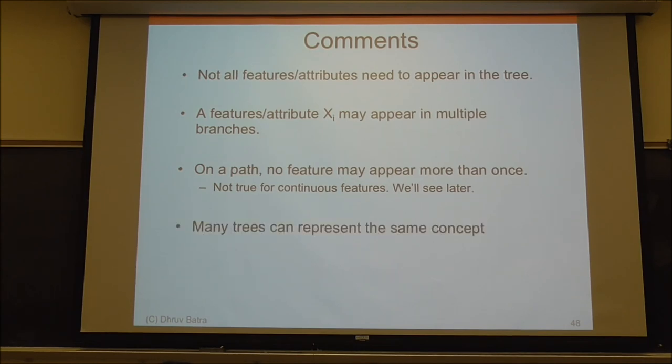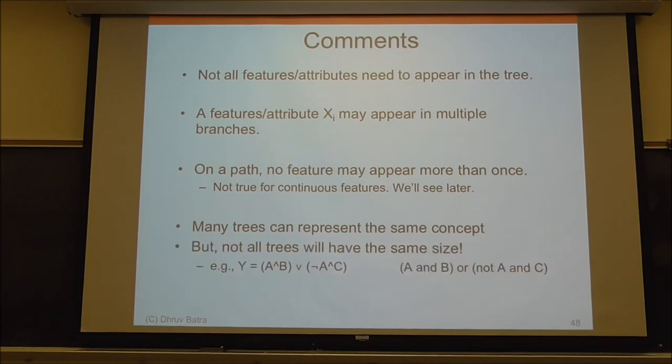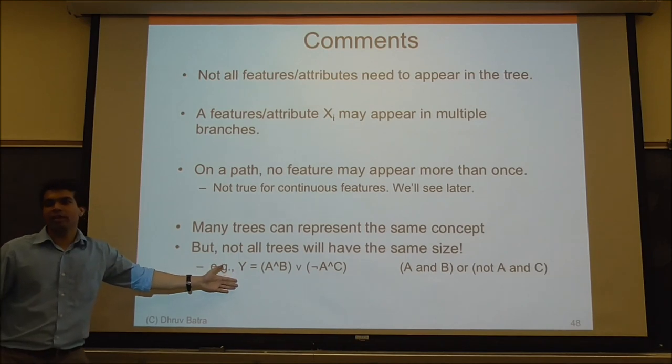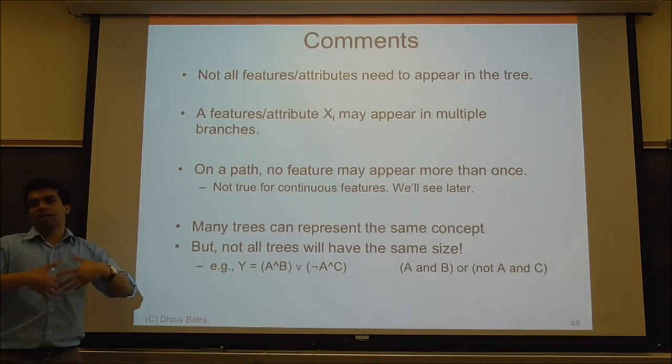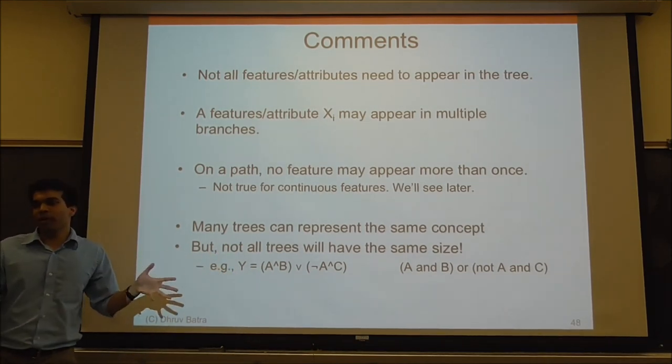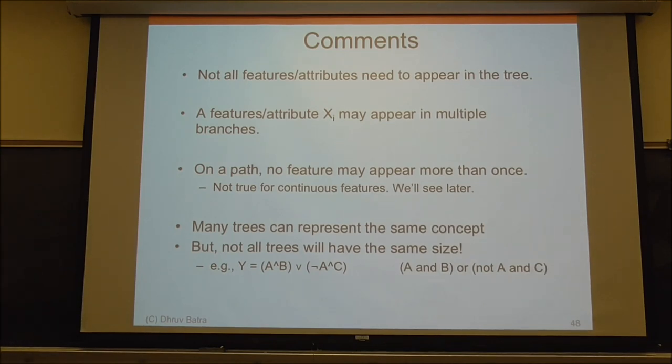And here's the thing that's going to be a problem in our case: many trees can represent the same concept. I'll go over this in a second. I'll take a minute break, but we'll look at this particular Boolean function, and I'll draw two different trees that represent the same concept, and that's why picking a tree as a learning algorithm is going to be difficult. So I'll pause for a minute.